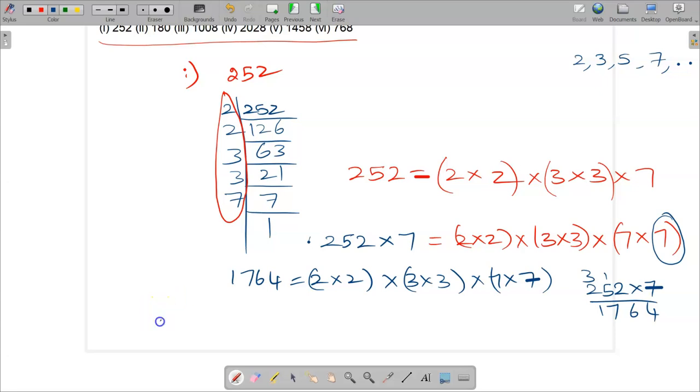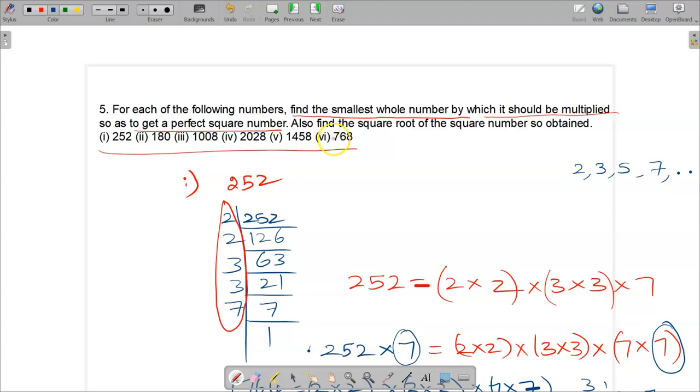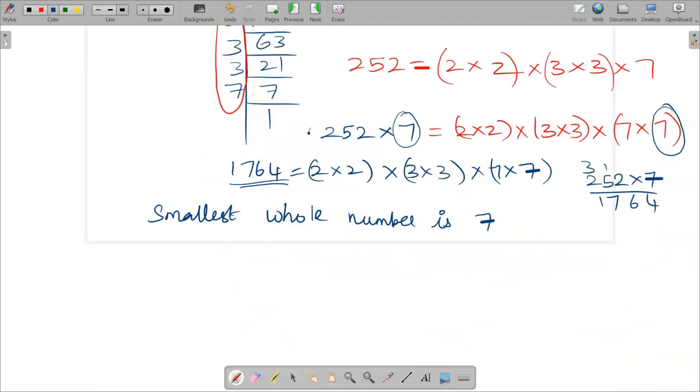So the smallest whole number here is 7, because by multiplying 252 by 7 only we are getting a perfect square number, right? So the smallest whole number is 7. And then the second part: also find the square root of the square number. So we have determined that 1764 is a square number.